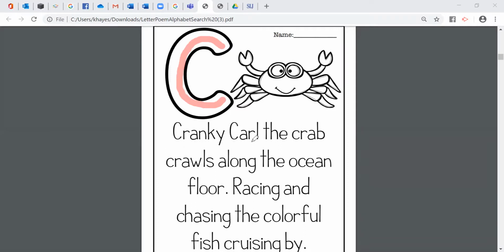Now let's read our poem together. Cranky Carl, the crab, crawls along the ocean floor. Racing and chasing the colorful fish cruising by. So I'm going to read it for you one more time. Cranky Carl the crab crawls along the ocean floor, racing and chasing the colorful fish cruising by.